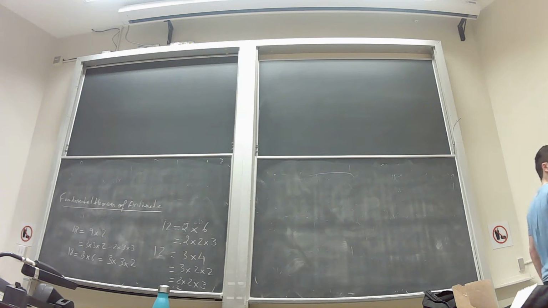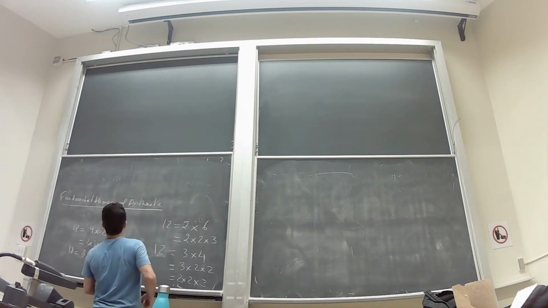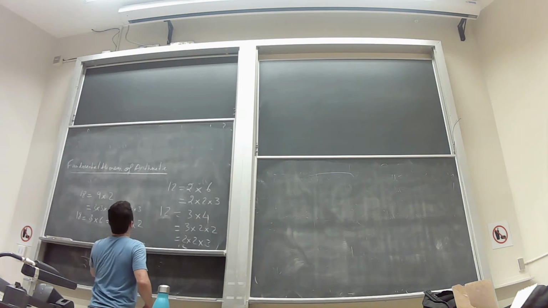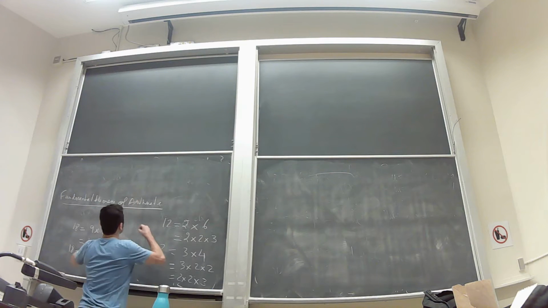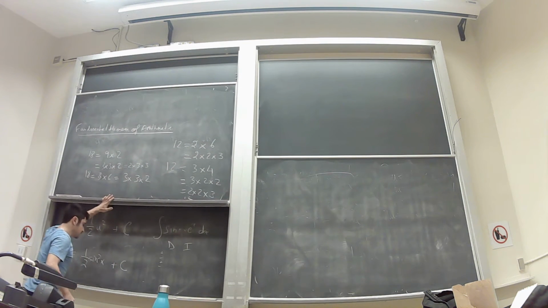So any number that is strictly bigger than 1 can be broken in a unique way into primes. Do you see that? Yeah? So let's prove this theorem. It's called the fundamental theorem of arithmetic. Okay. Let's prove this.